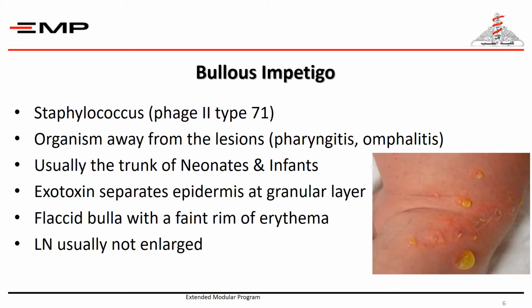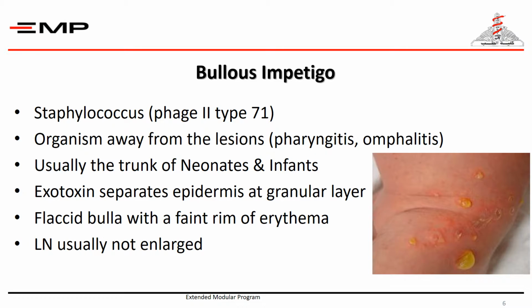Now I'm going to talk about bullous impetigo. Actually, bullous impetigo is caused only by a certain strain of Staph, which is called phage group 2, type 71. This Staphylococcus secretes a certain exotoxin, which is responsible for the production of these bullae. The organism is usually away from the lesions, for example in pharyngitis or omphalitis.